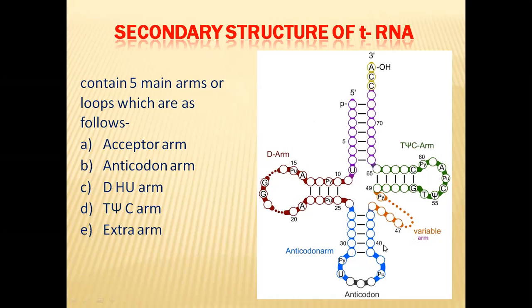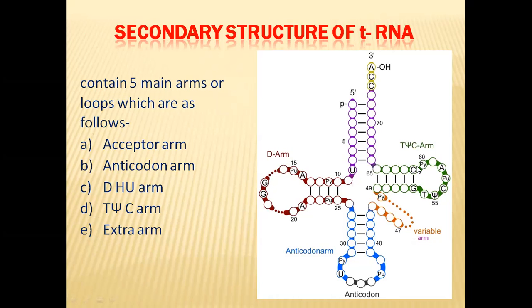And the fifth one is the extra arm. The extra arm will be in between the anticodon arm and the T pseudouridine C arm, or T arm. This extra arm is variable in each type of tRNA. In all tRNAs it is not the same. The number of nucleotides in this extra arm changes from one tRNA to another. All remaining parts have the same number of nucleotides.